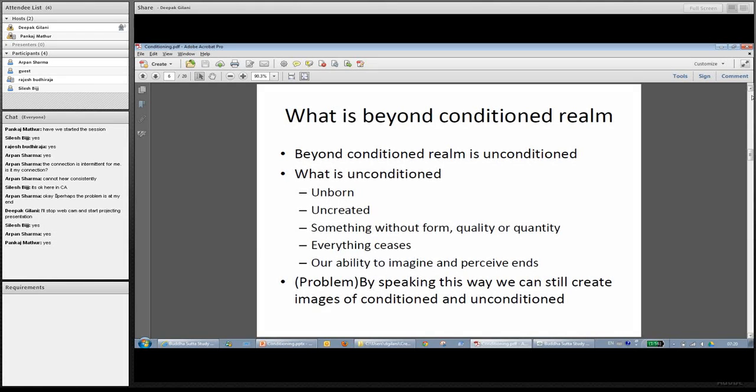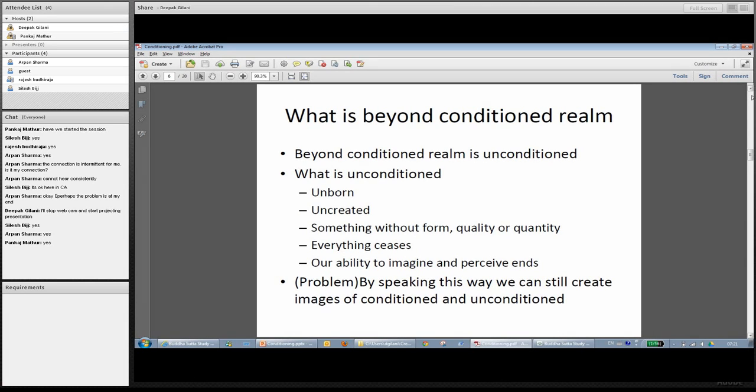So my understanding is that the path from conditioned to unconditioned is not something that will happen one particular day when all the conditioning has dropped. What you will be left with is unconditioned. This unconditioning happens to us a lot of times in a day, but it is so momentary that we can't notice it, and if we try to notice it, probably we will be out of it.